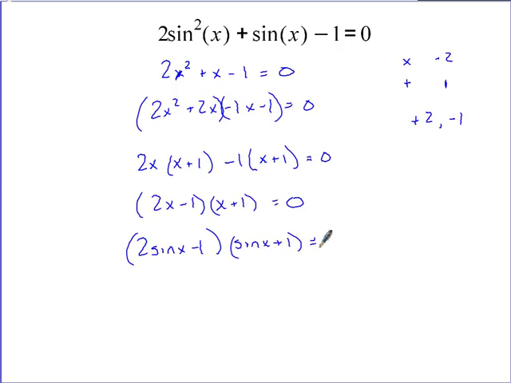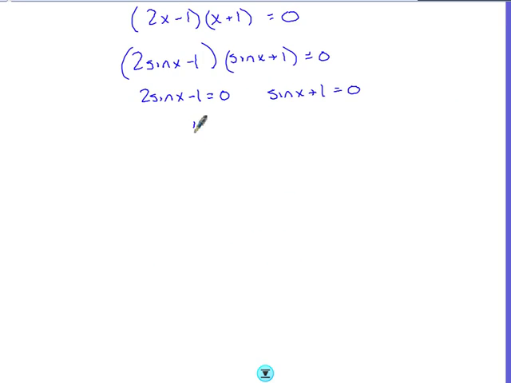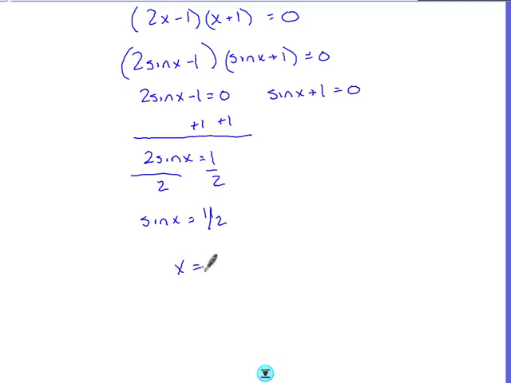And just like we did last time, we're going to set each factor equal to 0 and solve both of those. So on this side, add 1, 2 sine x equals 1, divide by 2. So sine of x equals 1/2. When I go back to my unit circle, I'm going to look for where sine is equal to 1/2. Over here, I need to subtract 1 from both sides. So sine of x equals -1.